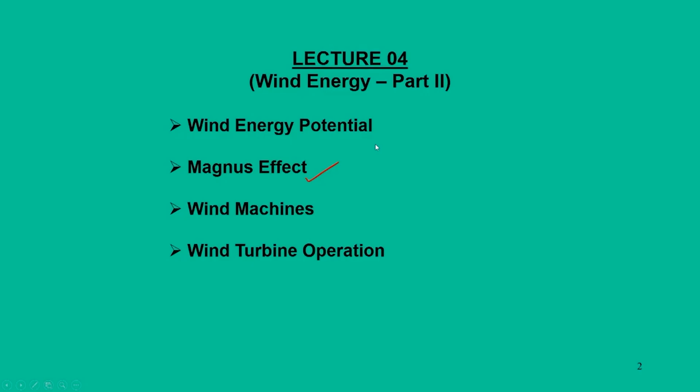Based on these two concepts, Bernoulli's theorem and the Magnus effect, the entire wind turbine family is classified and we call them wind machines. And lastly, I will emphasize that when you install a wind turbine at a particular location, it is expected that it should perform in a manner that the total rated capacity of the power can be generated. So, I will give a brief introduction on these topics.